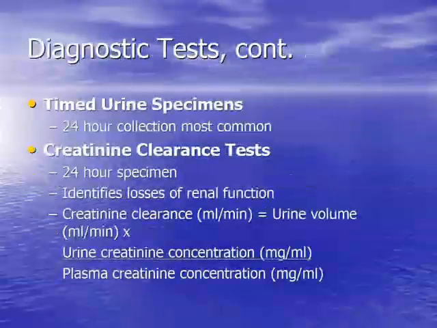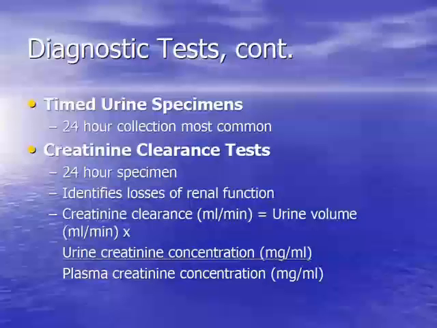Other diagnostic tests include timed urine specimens. 24-hour urine collections are probably the most common one that is seen, and one that's done that way is the creatinine clearance test, where it actually over a 24-hour period looks at losses of renal function and looks at the urine volume, urine creatinine concentration divided by plasma creatinine concentration. So normal is between 85 and 135.